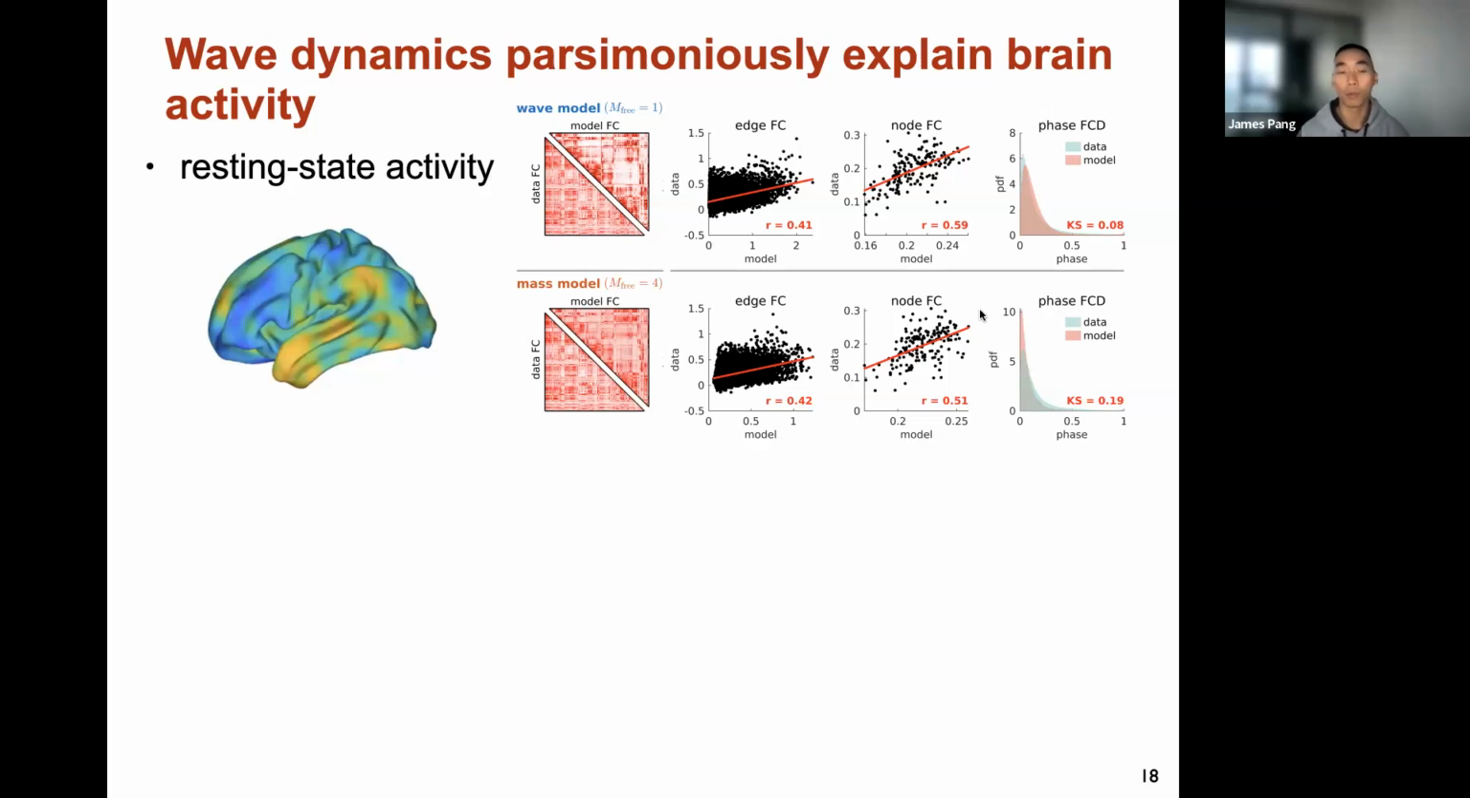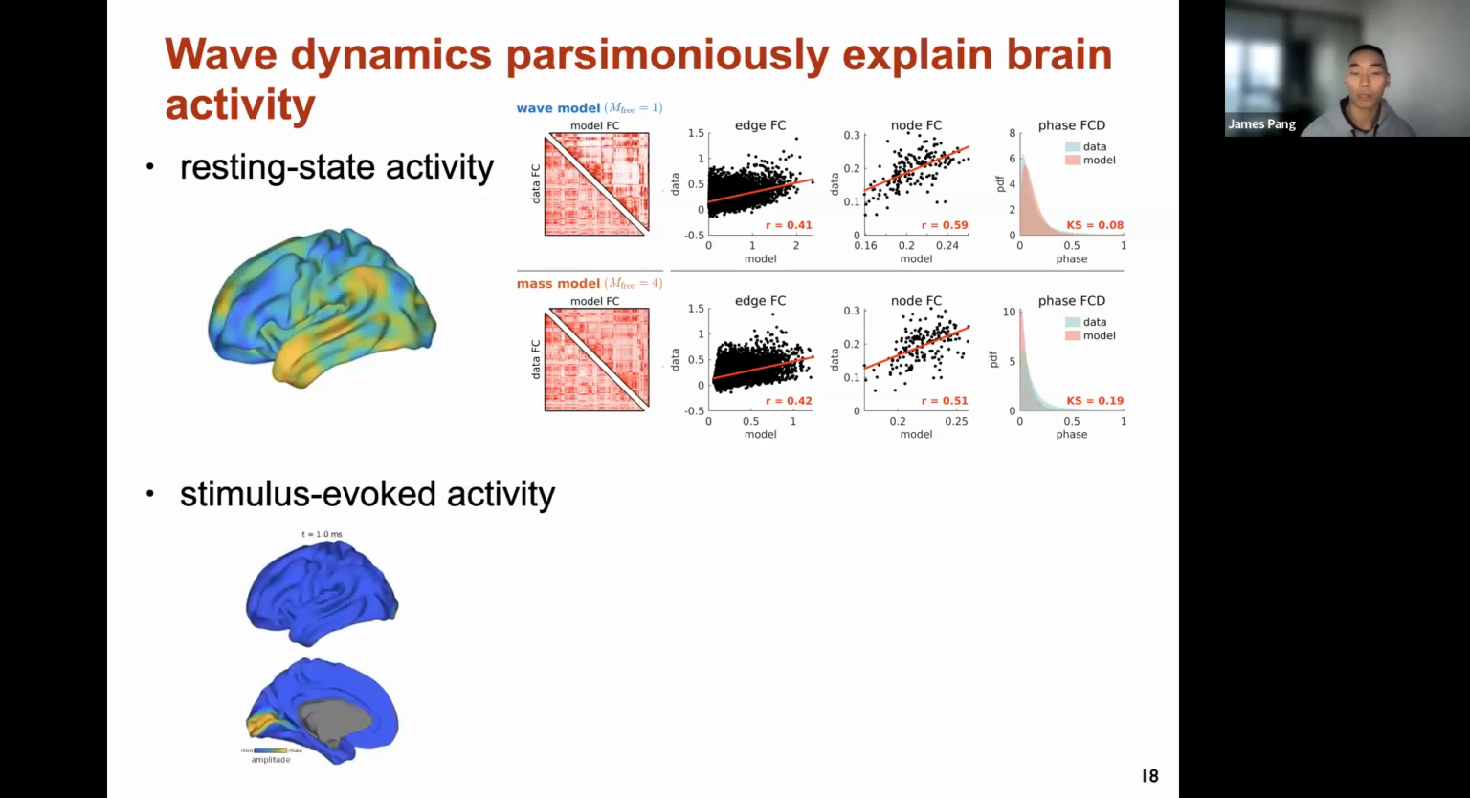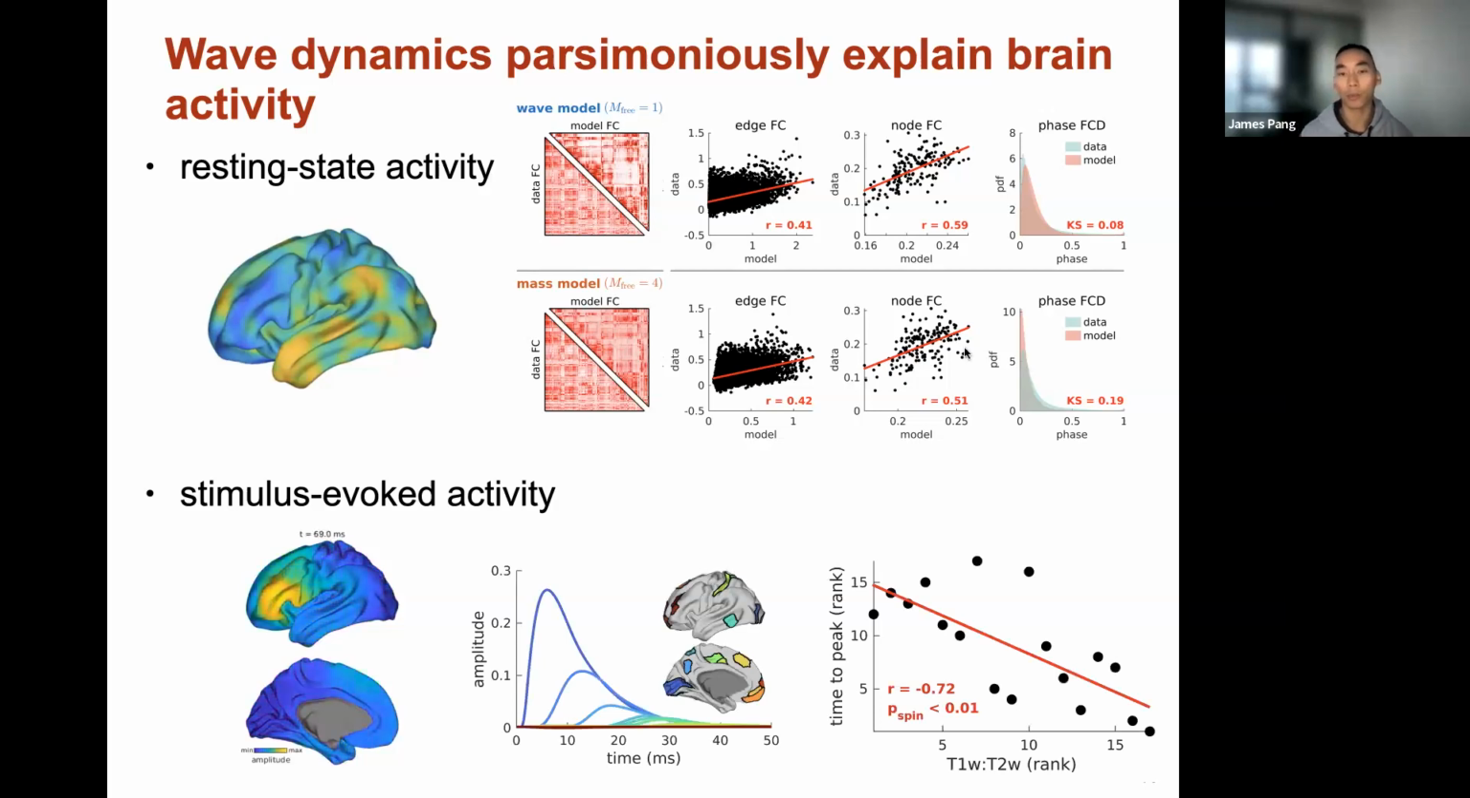we found that the geometric modes plus wave model either perform as well or better than the highly sophisticated neural mass model. And when we did the stimulus-evoked activity task, it seems like we can get these hierarchical temporal responses. And then if we follow through it across the visual hierarchy, we find that it strongly correlates with non-invasive measures of hierarchy like the T1w/T2w data.